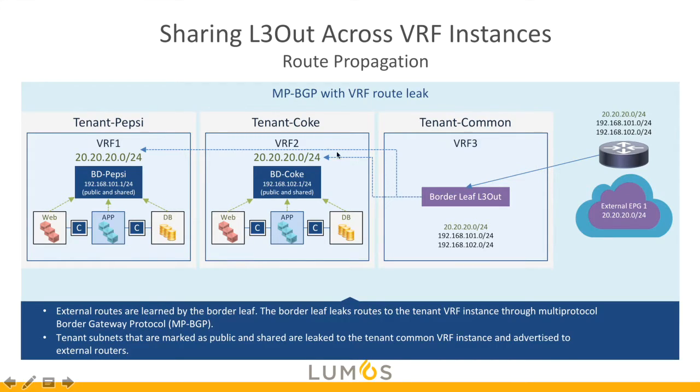We do route propagation through route leaking. So whatever routes we learn inside of the tenant common, so this will be its own separate VRF, we'll route leak into the VRFs of Coke and Pepsi. So here we've got 20.20.20.0/24, so it's a /24, and it's being learned through routing protocols into the common VRF, and then it's being route leaked into the other VRFs.